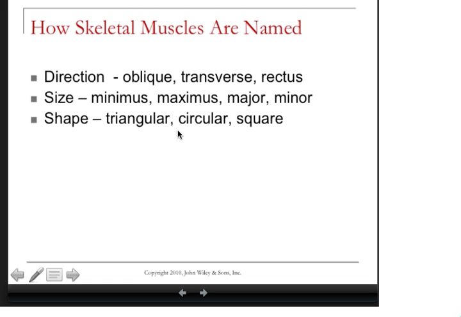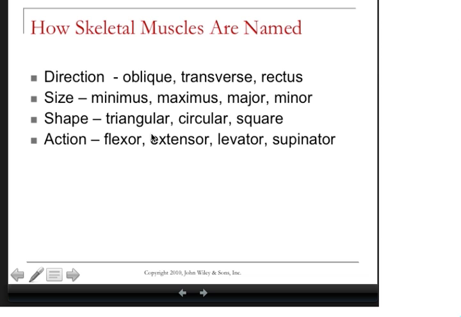Okay, how about a triangular muscle? Well, the deltoid is a good example of a triangular muscle. There's other triangular muscles as well. Okay, there's action. The muscle can be named by what it does. We've got flexors, extensors, levators, and supinators. Okay, well, we've got some good examples of each of these.